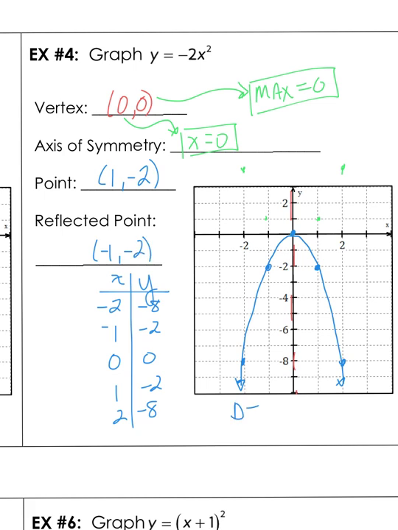The domain is negative infinity to positive infinity. The range, going from low to high, is negative infinity to 0.